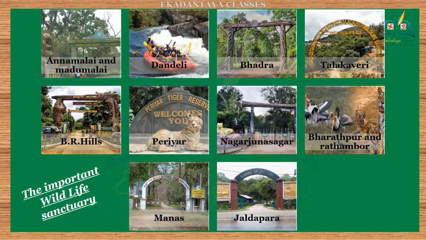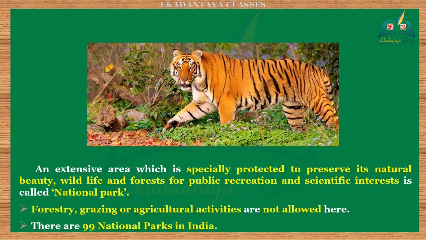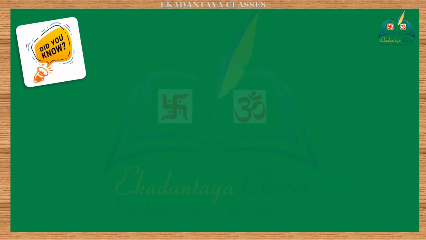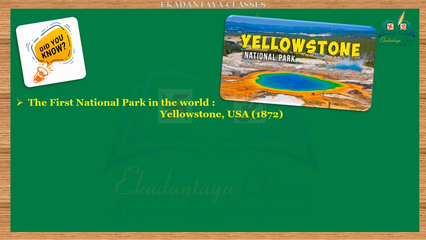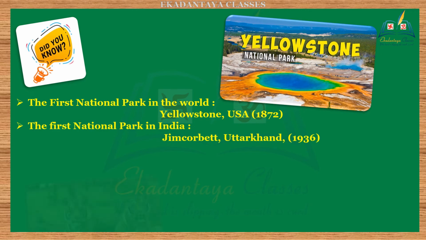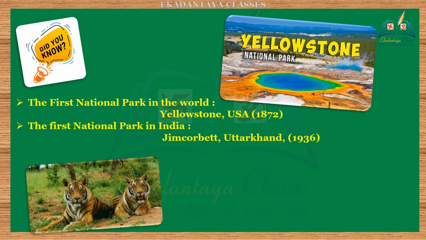National parks, an extensive area which is specially protected to preserve its natural beauty, wildlife and forests for public recreation and scientific interests, is called national park. Forestry, grazing or agricultural activities are not allowed here. There are 99 national parks in India. Do you know? The first national park in the world was Yellowstone, USA, in 1872. The first national park in India was Jim Corbett, Uttarakhand, in 1936.